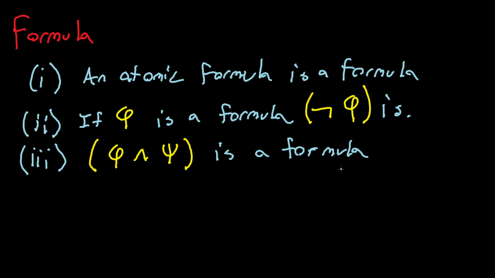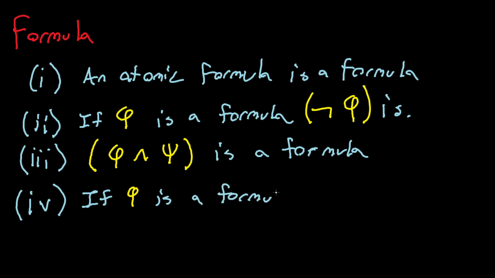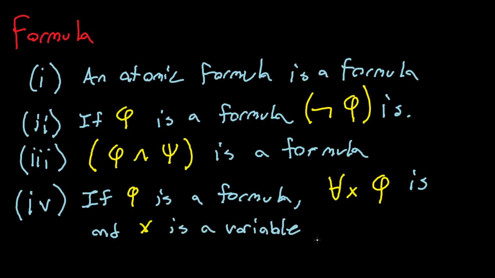There is one other thing that we have not done. So bullet point 4 is, this is the new stuff, right? If phi is a formula and x is a variable, then for all x, phi is a formula. And that's not surprising. So I can take any formula and I can quantify over a variable.